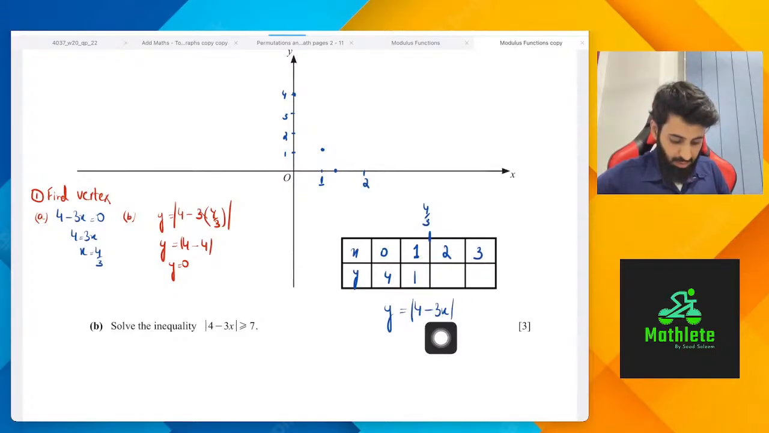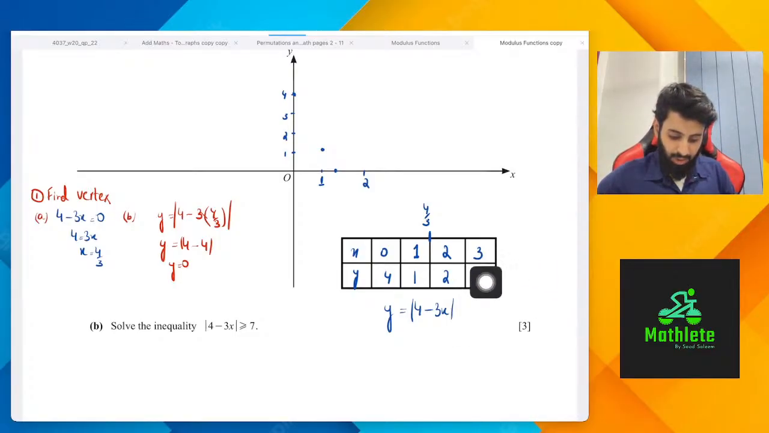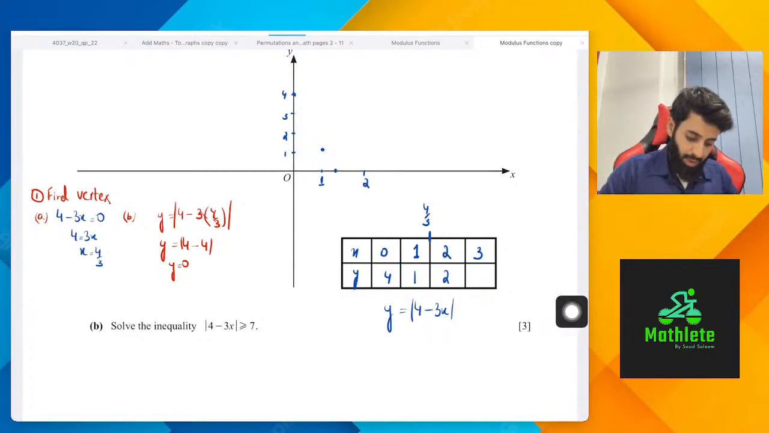So 2 times 3 is 6, and 4 minus 6 is minus 2, which when you take the absolute value, what do you get? You get positive 2. Okay, and then let's plug in 3 in place of x. So 3 times 3 is 9. 4 minus 9 is going to be minus 5, which then you take the absolute value of and get positive 5.